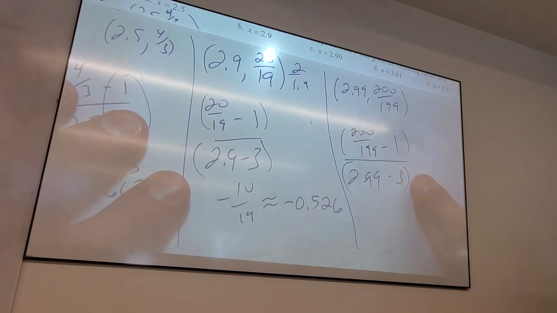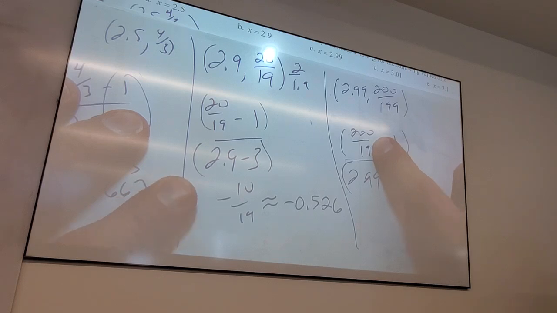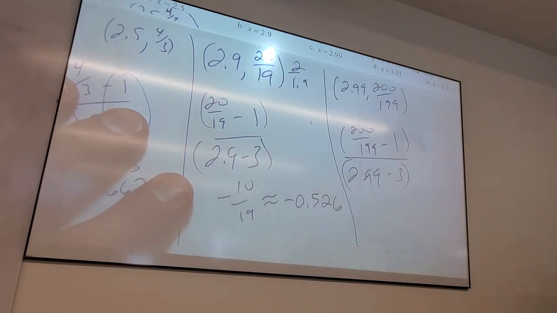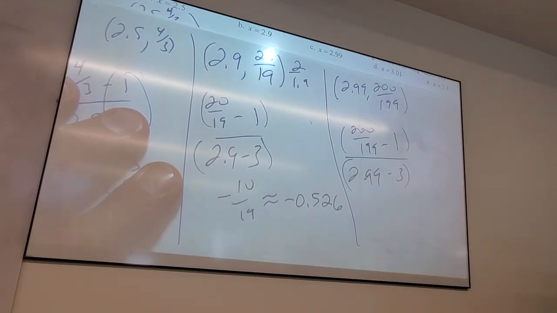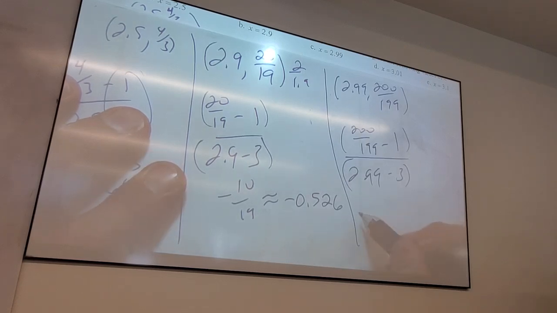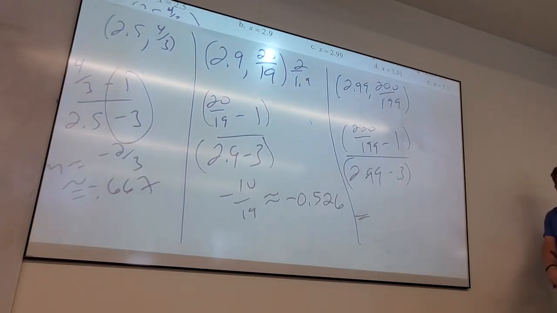Right, I can see 1.31, and I can see the point that I just made of 2.99. So just to show you what this looks like.